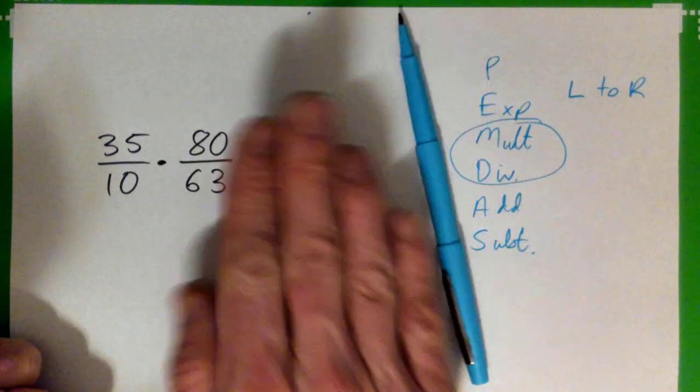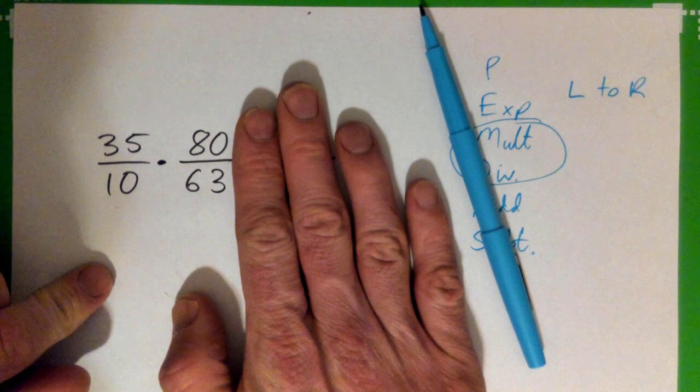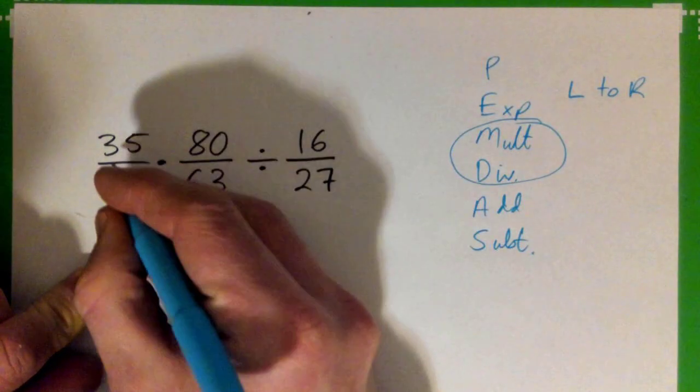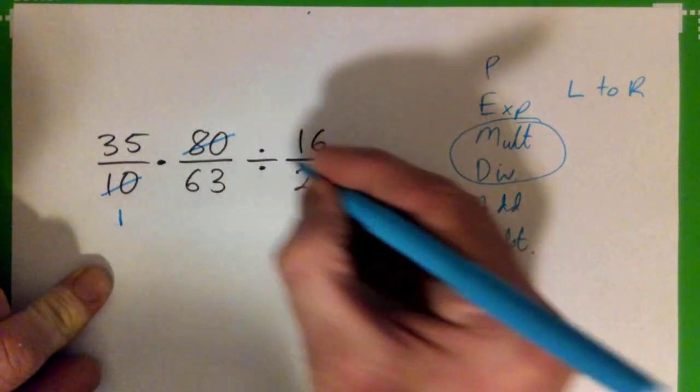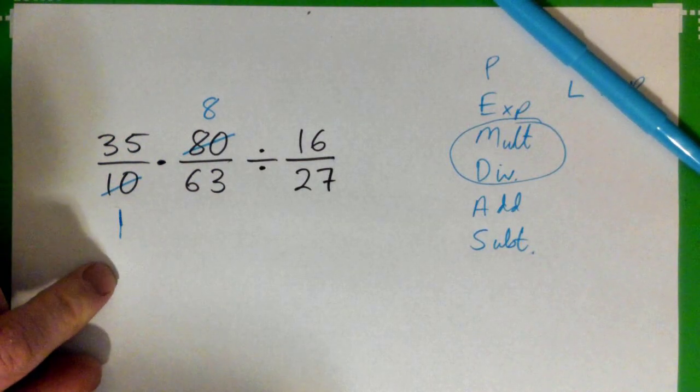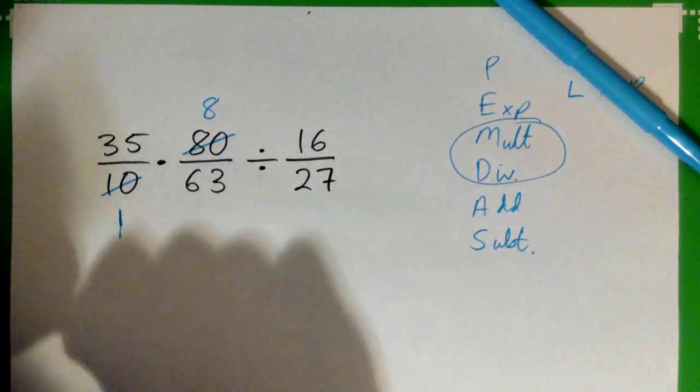But before we multiply, can we cross-cancel? Right. Great. 10 into 10 goes once. 10 into 80? 8. Perfect. What about anything else cross-cancel?